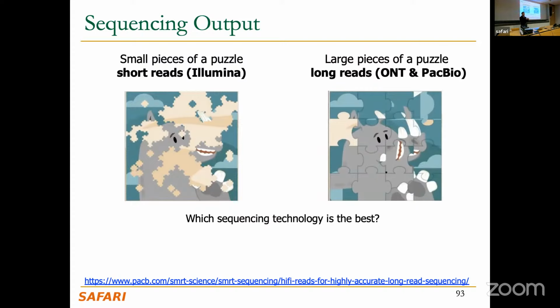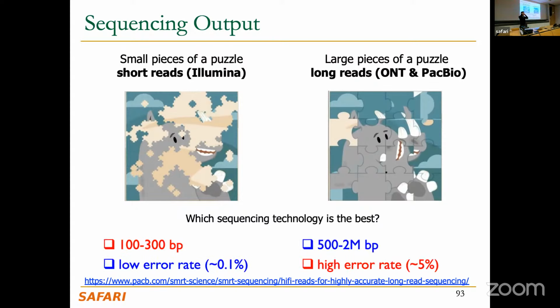And the trade-off between these sequencing machines is this: assume in your puzzle, you have extremely small pieces. Then it's harder to solve this puzzle because it may be hard to distinguish whether that particular piece is coming from here or here, maybe they are extremely similar or even identical, right? So having longer pieces or longer reads helps us solve this puzzle more easily. But of course, there's no free lunch. These technologies usually have a high error rate. So this is mainly the trade-off between them.